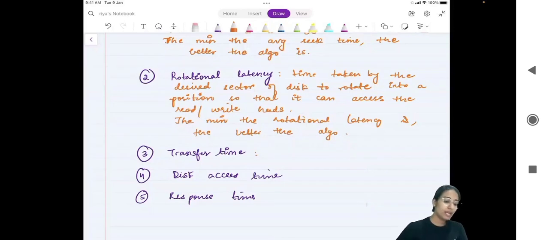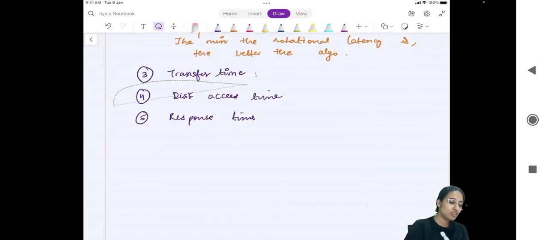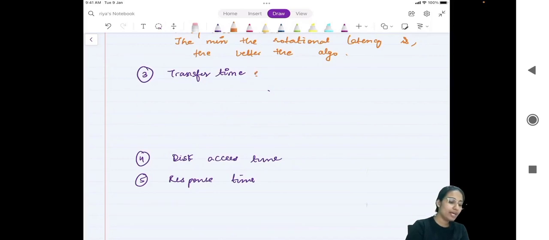Next what we have is the transfer time. So what happens in the concept of transfer time is, now let's say you've identified the correct track and on that track you have identified the correct sector as well. Now after identifying the sector and the exact position where you have to do the read or write operation, it will take some time to transfer the data. The time it takes to transfer the data depends on the speed of the disk and the number of bytes that need to be transferred. So the time taken for that transfer process is known as the transfer time.